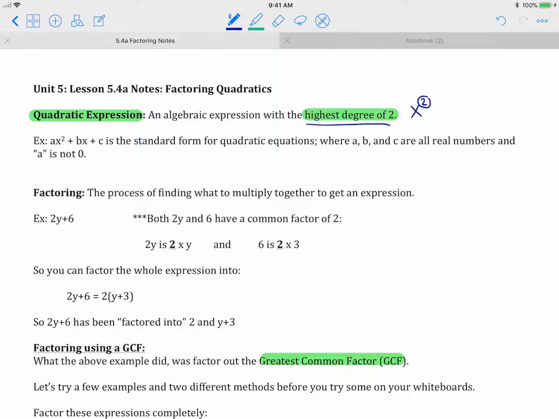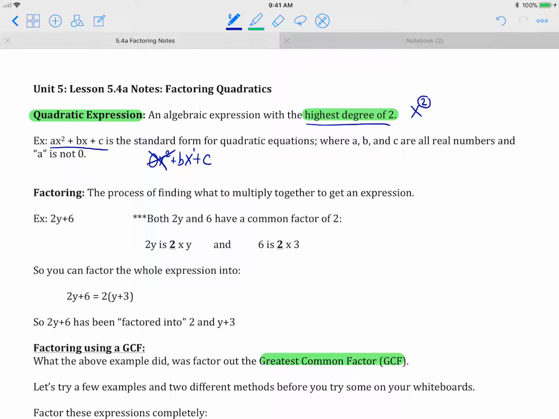In standard form, a quadratic expression is written as ax squared plus bx plus c, where a, b, and c are all real numbers and a is not 0. If a was 0, you actually don't have a quadratic expression because there's really not a term there, and so the highest degree isn't 2 anymore, it's 1.